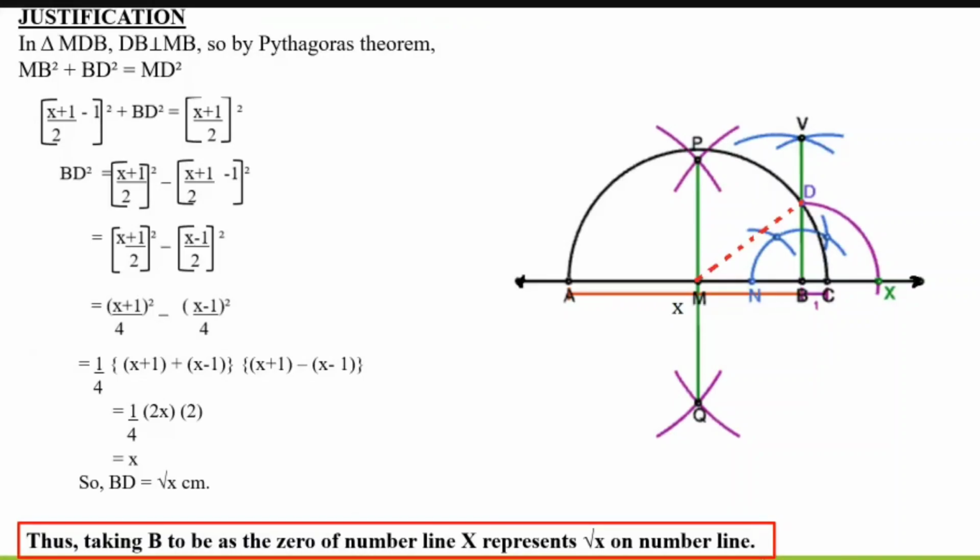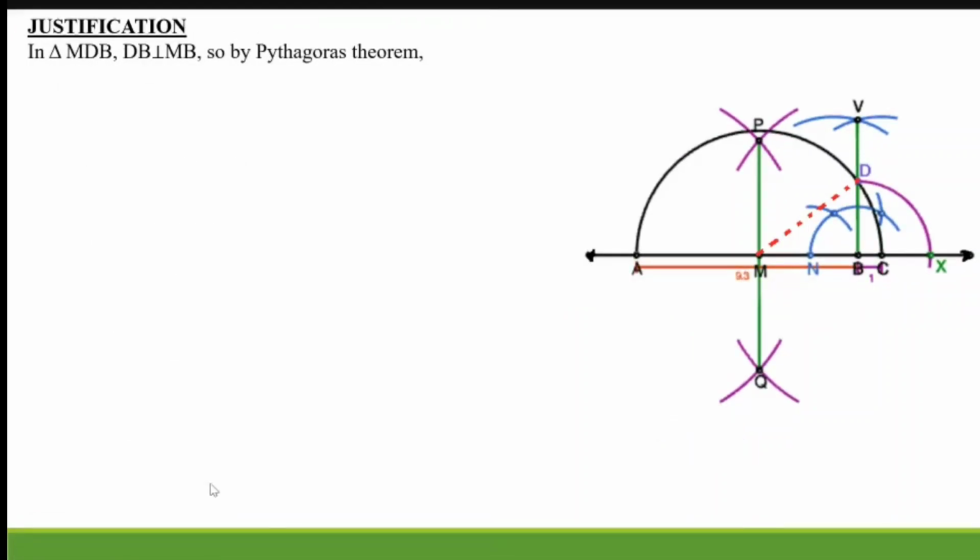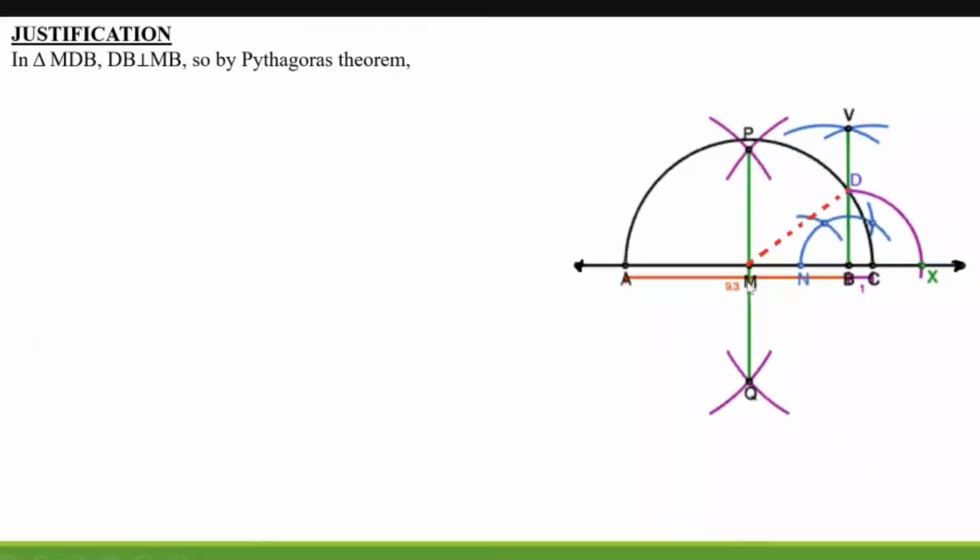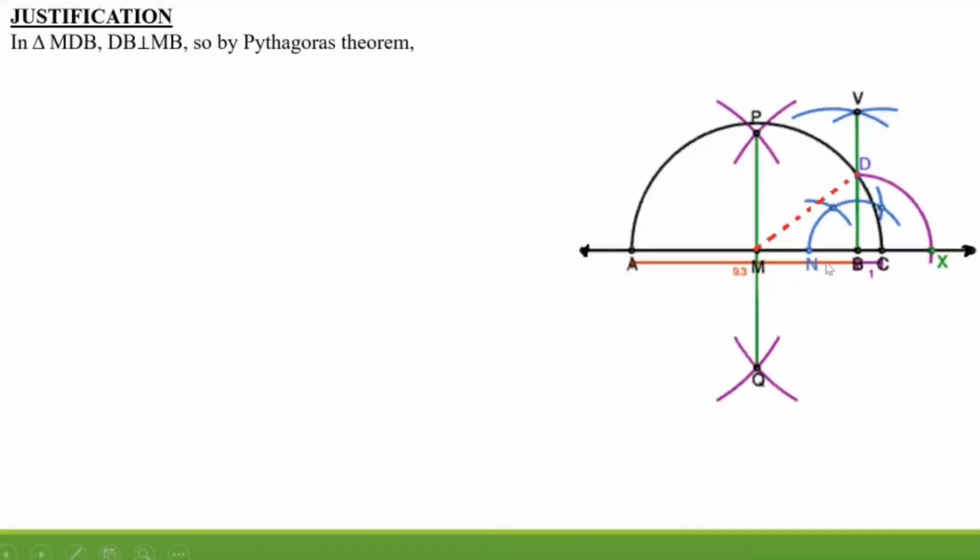Let us take up now x equal to 9.3. Exactly the same way, now I have this as 9.3 and this as 1. So the radius of the semicircle, MD, comes out to be (9.3 plus 1) upon 2. MB is what? The radius minus 1. That means (9.3 plus 1) upon 2 minus 1.